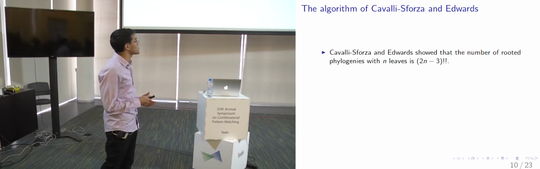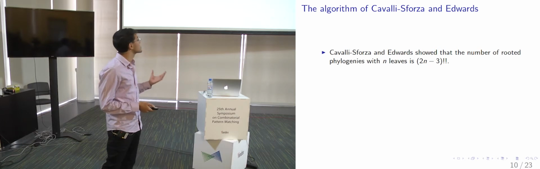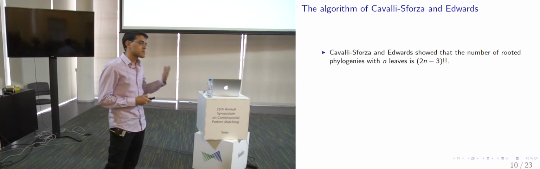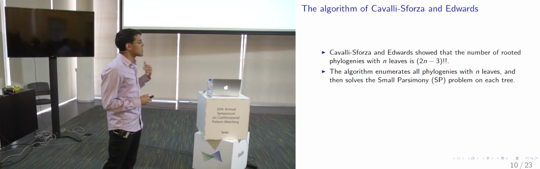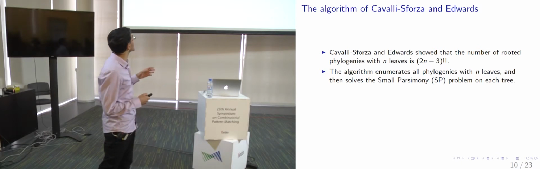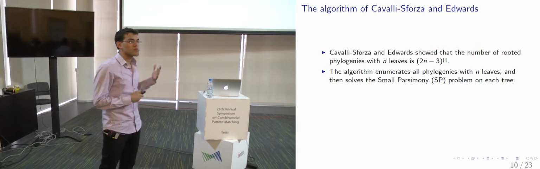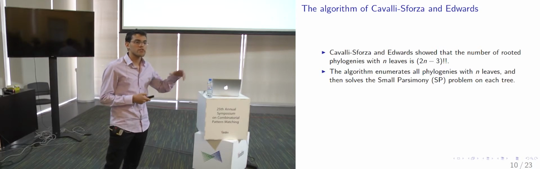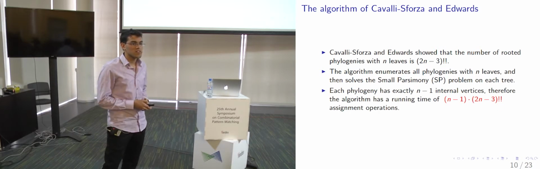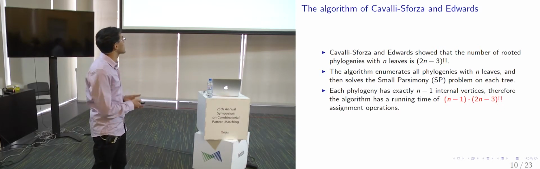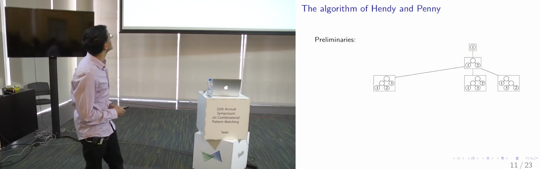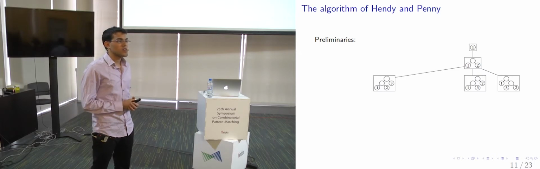They also counted the number of rooted phylogenies and showed that it is (2n minus 3) double factorial. So in their approach, they enumerate all phylogenies in some manner, and they execute the small parsimony algorithm on each topology. Each topology has n minus 1 internal vertices, and therefore the running time is n minus 1 times the number of phylogenies, in assignment operations.